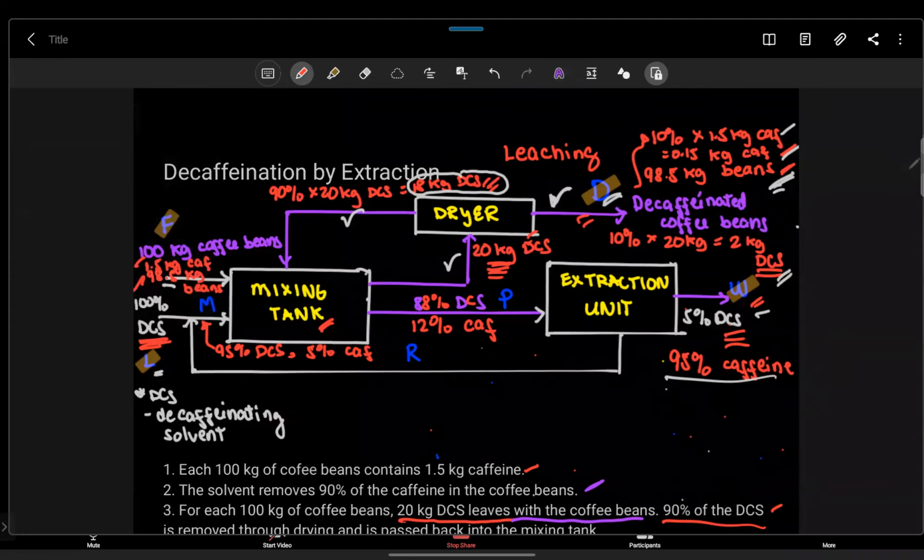So bukod sa 20 kilogram na DCS, okay, let me write it here. Meron kang 98.5 kilogram beans. Bakit 98.5 kilogram? Kasi yan yung na-recover natin dito, di ba? Tapos meron kang 0.15 kilogram na caffeine. Kasi alam natin na 0.15 kilogram yung caffeine dito, edi ibig sabihin 0.15 kilogram din yung nandyan. Kung ano yung pumasok siya lang yung lumabas na caffeine, right? Wala namang caffeine dito sa part na to. The rest of the caffeine, of course, goes to this stream P.